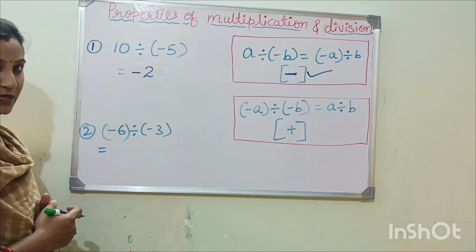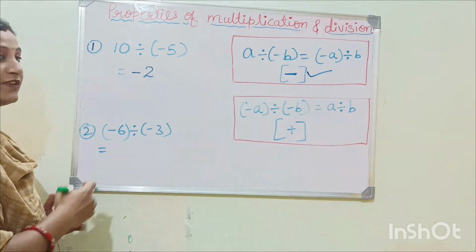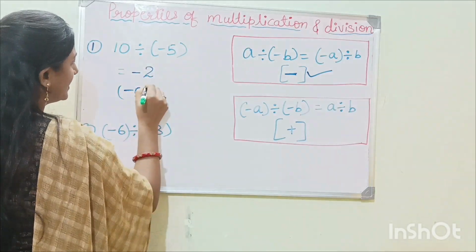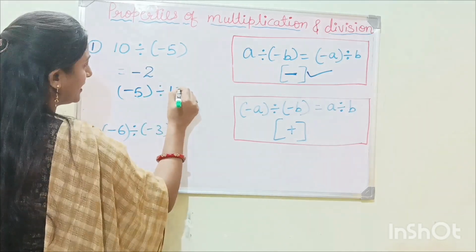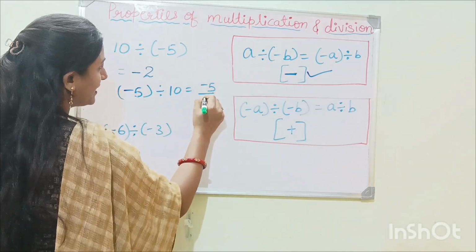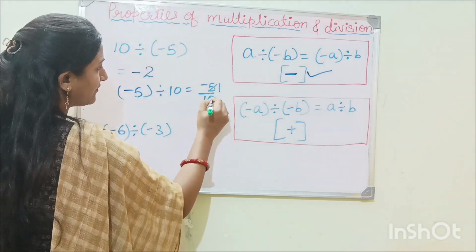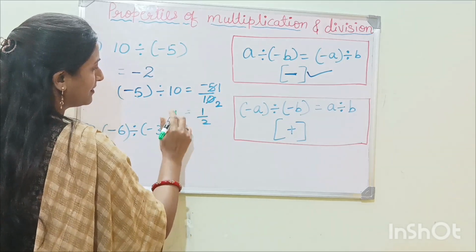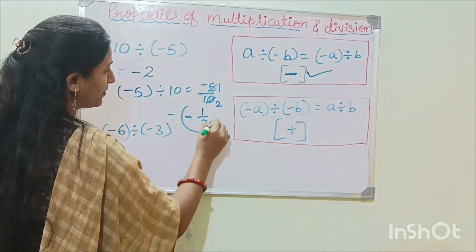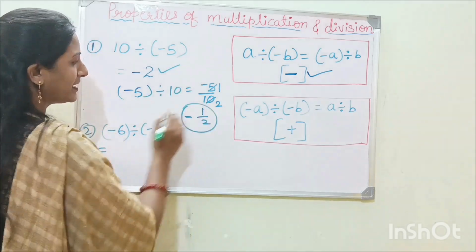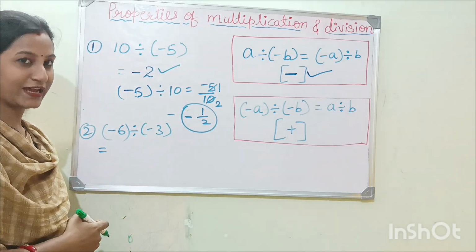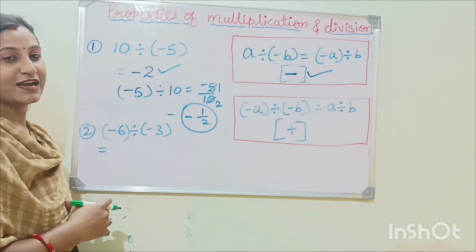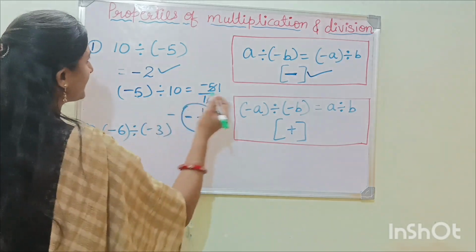And if we check for closure property, are we getting the integer if we change the order? Let us check here. Minus 5 divided by 10. It means minus 5 divided by 10. 5 ones are 5, 5 twos are 10. In fraction, you know, we got 1 by 2. Means minus 1 by 2. Here we got a fraction. So we cannot change the property. You can say that integers are not closed under division.